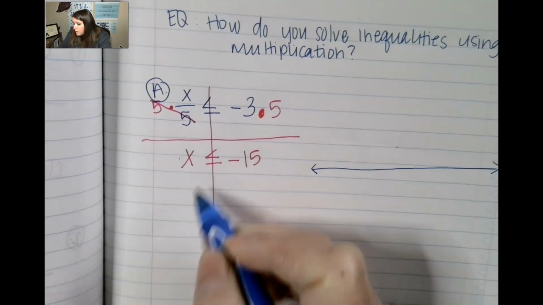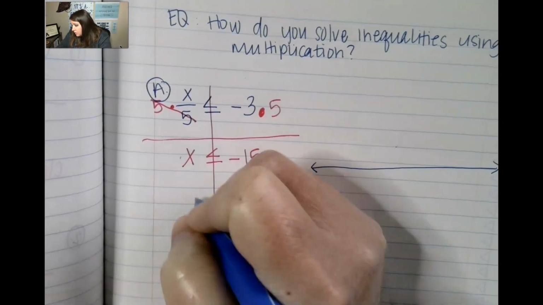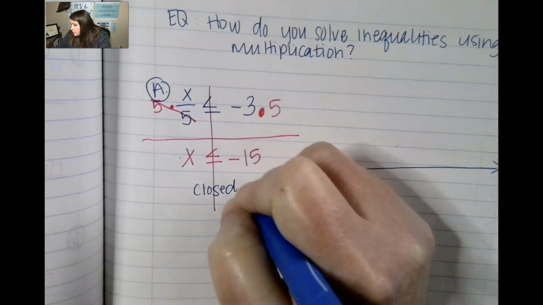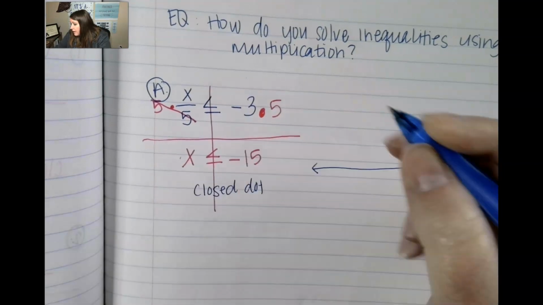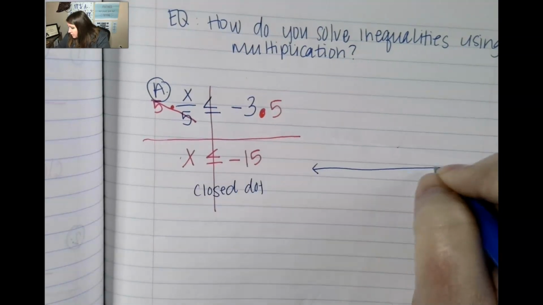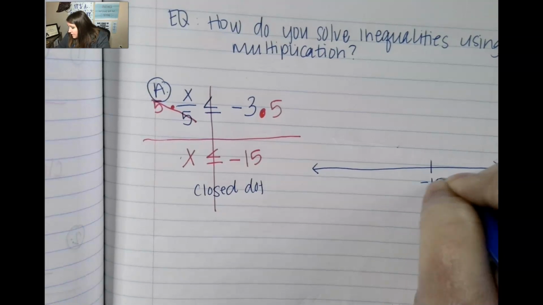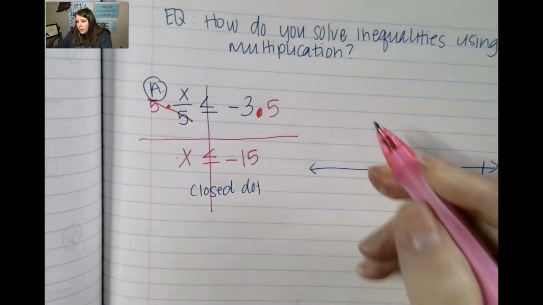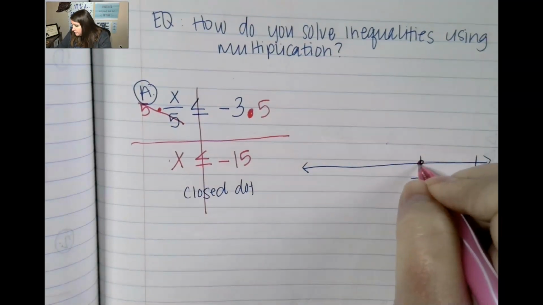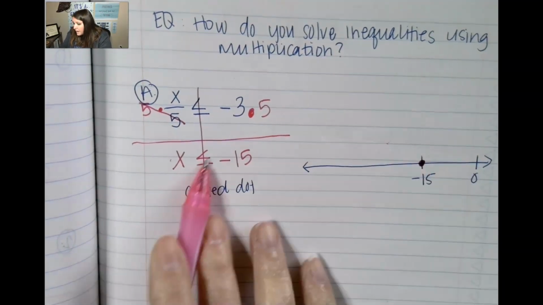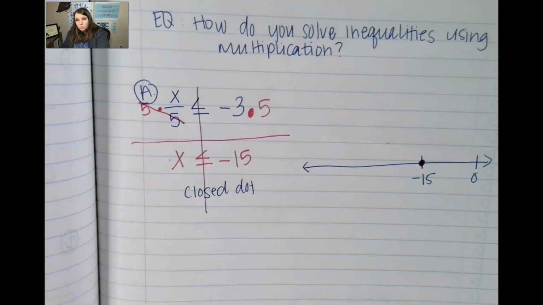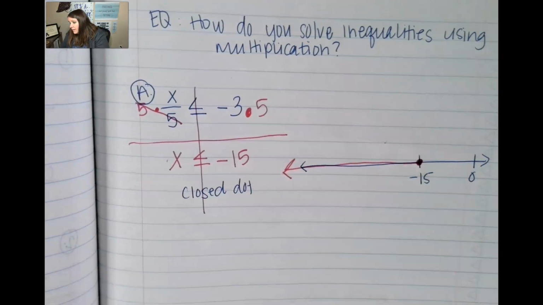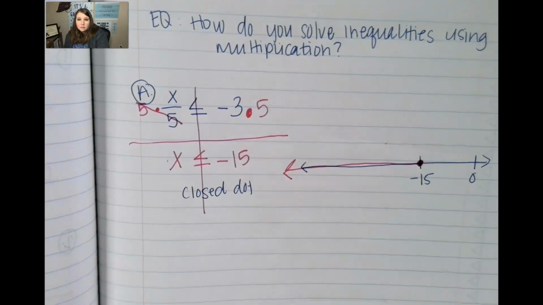Again, we know that with the line underneath it, it's a closed dot. My letter is on the left, so I'm ready to graph this. I'm going to say -15. We'll put 0 there. So I am going to put a closed dot, and my arrow is going to point to the left for everything that is less than -15.